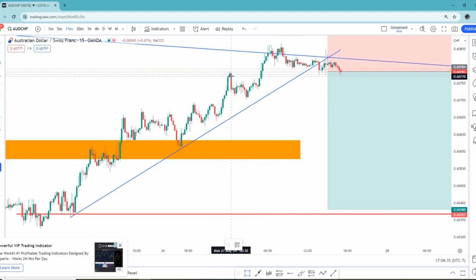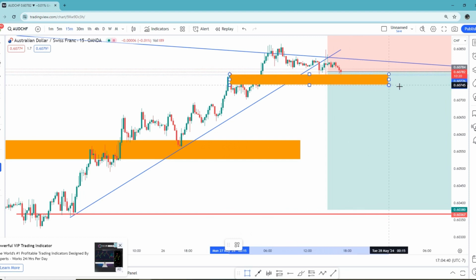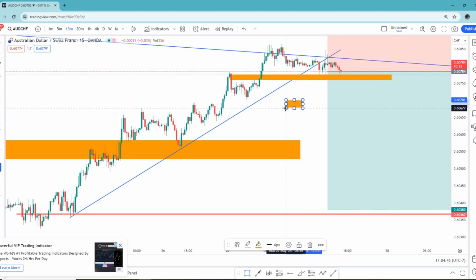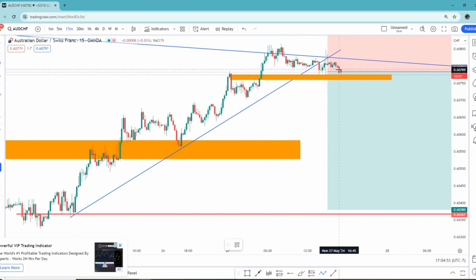So we have some zone around here. We have a zone, which is this one. We have this zone right here. And after we got this zone, we're going to be waiting for the market to break the zone.